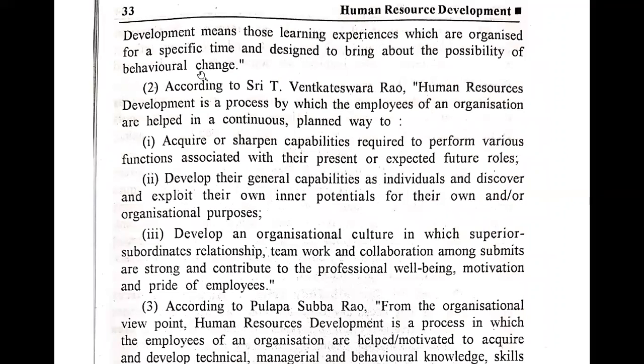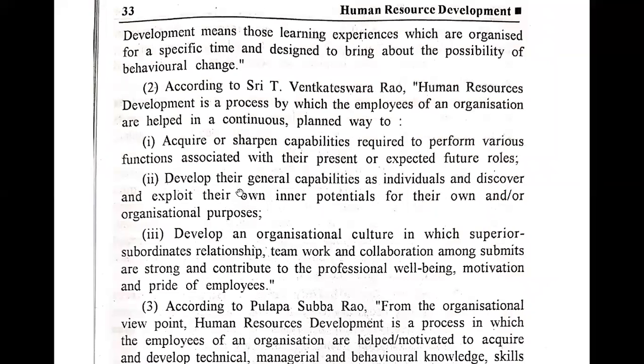And now we will see the second definition, according to Sri T. Venkateswara Rao. Human resource development is a process by which the employees of an organization are helped in a continuous, planned way to acquire or sharpen capabilities required to perform various functions associated with their present or expected future roles. So we train our employees, our human resources, to do the work or the functions they are given by the organization properly.